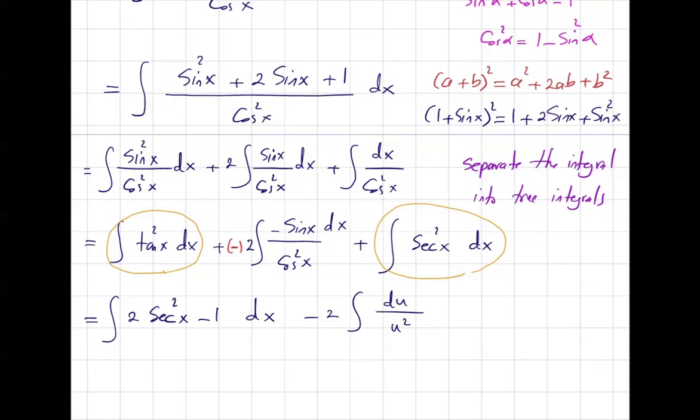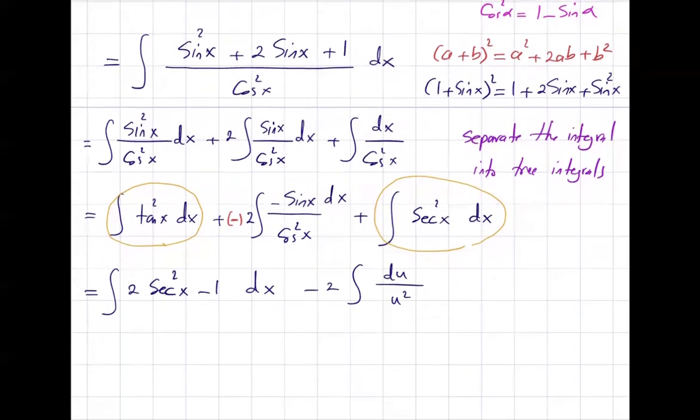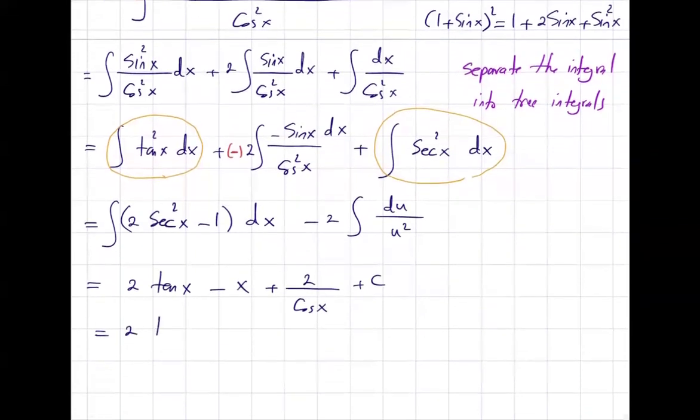Here we go. I didn't want to write this in this form, but that's fine. So here you have 2 tangent of x minus x plus 2 divided by u. My u is cosine of x plus constant of integration. So I get 2 times tangent of x minus x plus 2 secant of x plus constant of integration.